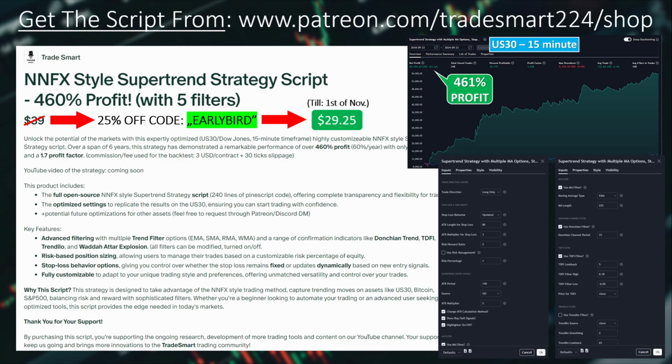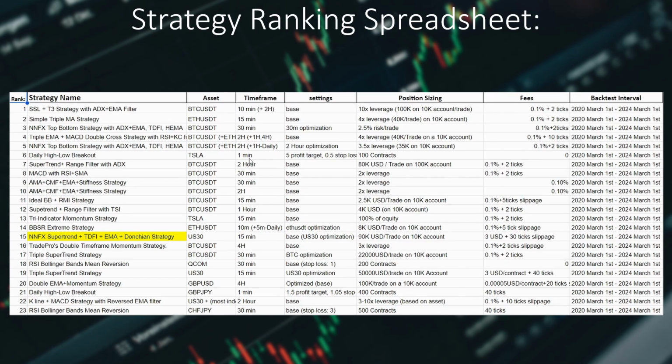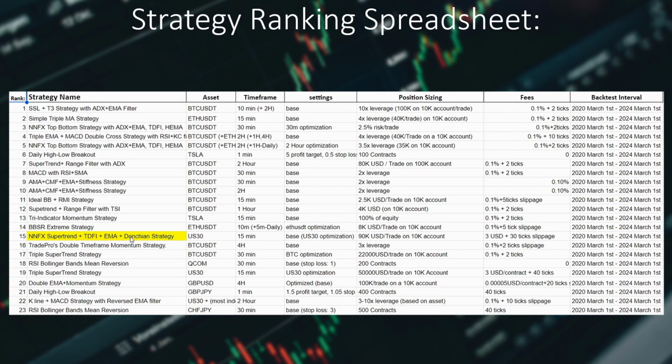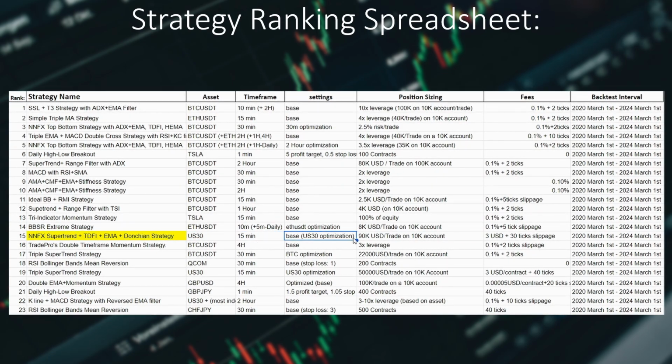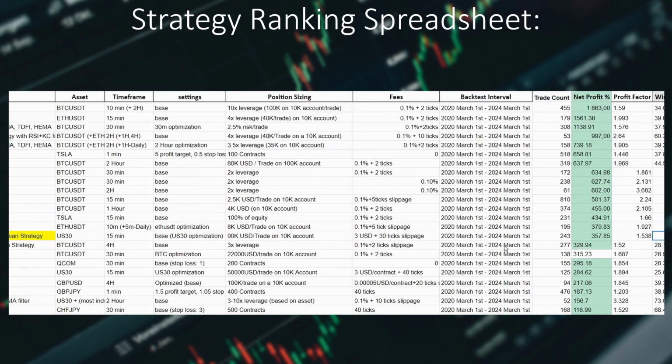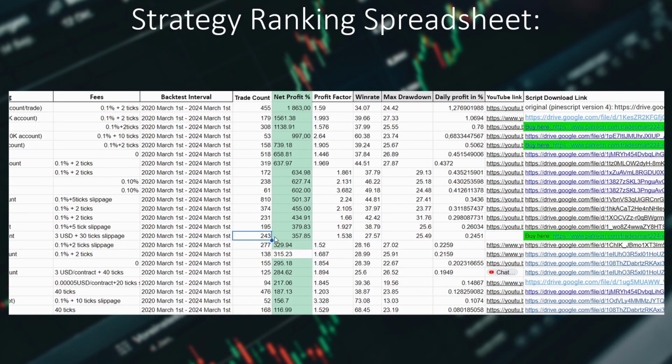Finally, let's take a look at the strategy ranking spreadsheet. Okay, here you can see the strategy ranking spreadsheet, and today's strategy was the NNFX Super Trend plus TDFI plus EMA plus Dow Jones strategy. Here you can find all the important information of the backtest, like the asset, the time frame, position sizing, the fees, the backtesting time interval, and here all the backtest results.